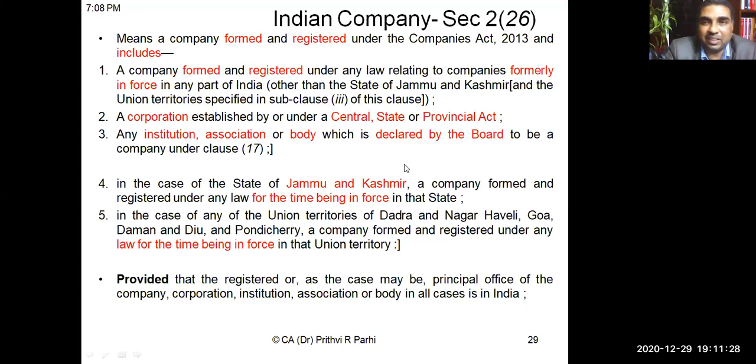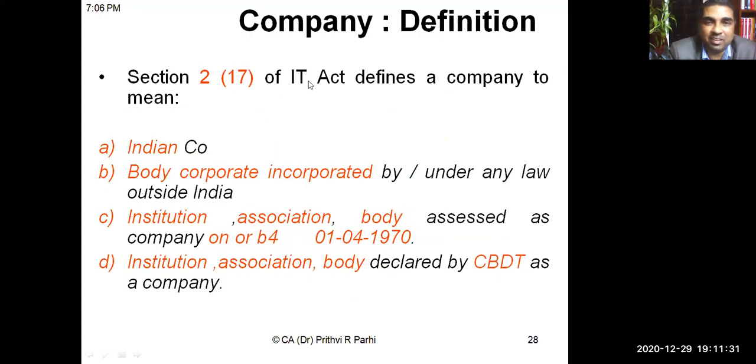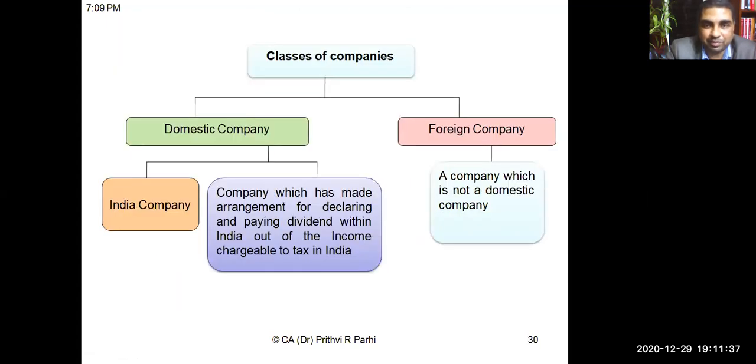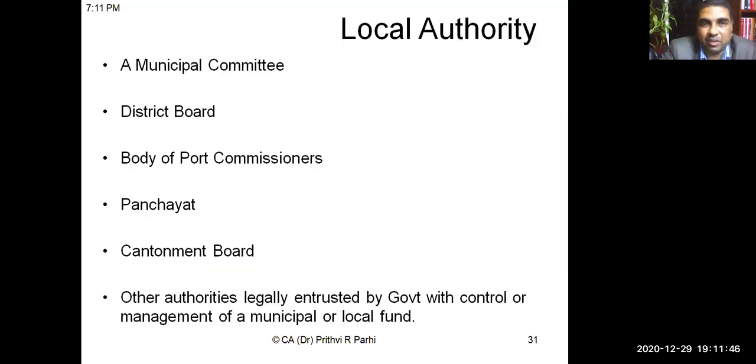Once a company is an Indian company, then section 2(17) says Indian companies are companies. There might be further classifications also, domestic company, foreign company, etc. We'll be covering that later, maybe at some other point of time. But broadly, we have understood what is a company, and a company is a person. Next category of person is local authority.